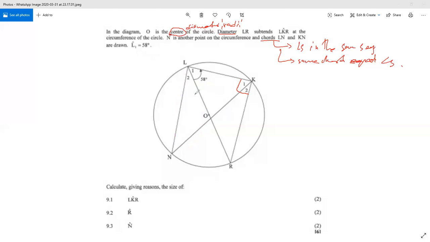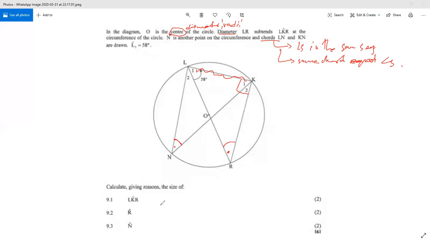So what I would rather put into use is the fact that this angle here is subtended by that chord, and this angle here is also subtended by the same chord. So angle N must be equal to angle R. So for me, that really does it, okay?